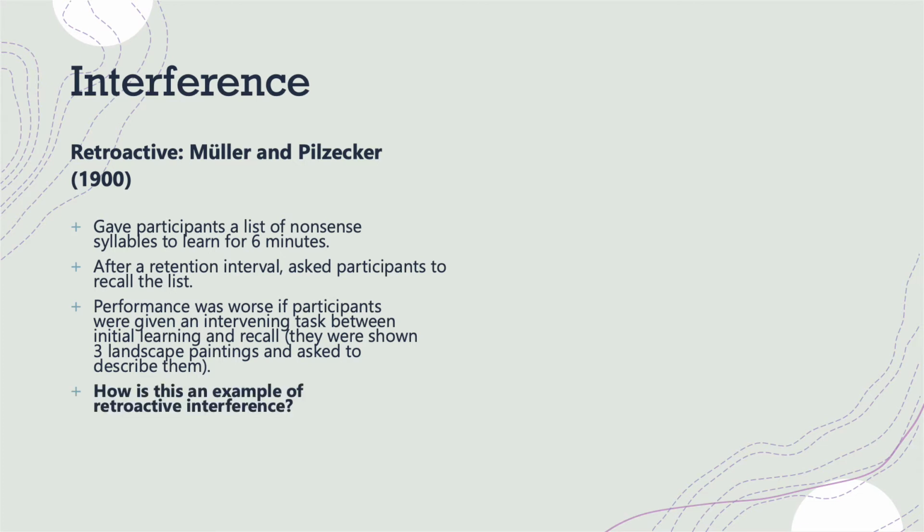So why is this an example of retroactive interference? Pause me now and have a think about that, and try and write a sentence down to explain why it's an example of retroactive interference.